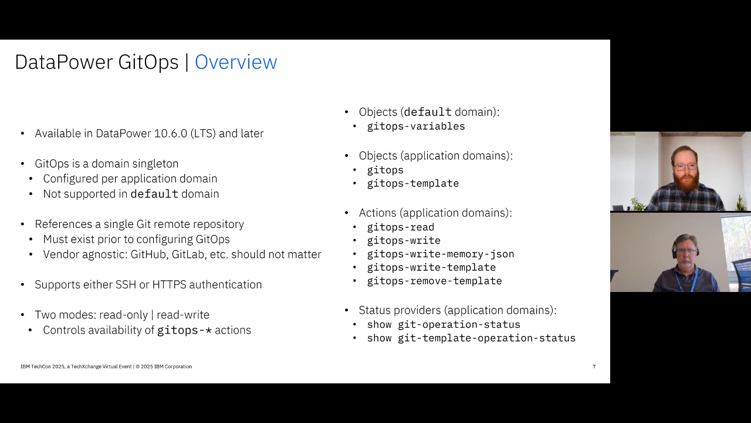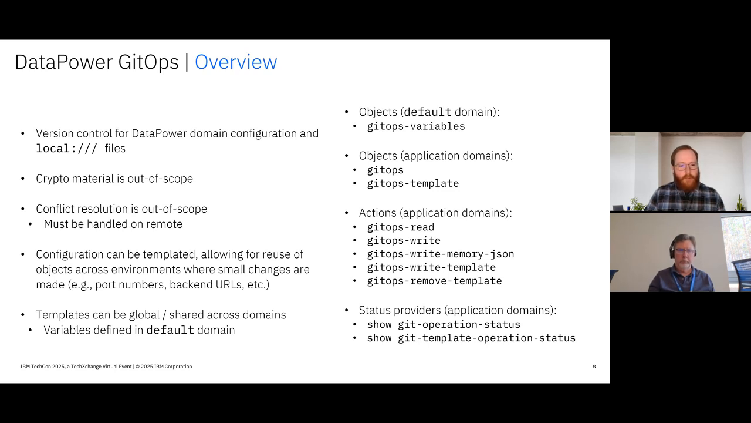When connecting to the Git remote, you've got your standard SSH or HTTPS for authentication. We'll talk a bit about the different modes of operation, but at a high level, we've got a read-only mode, which is going to be used for production, and a read-write mode for your development. On the right side of the screen, and you'll see this again on the next slide, is a high level view of all of the various objects and actions that you can interact with related to GitOps. So next slide, please.